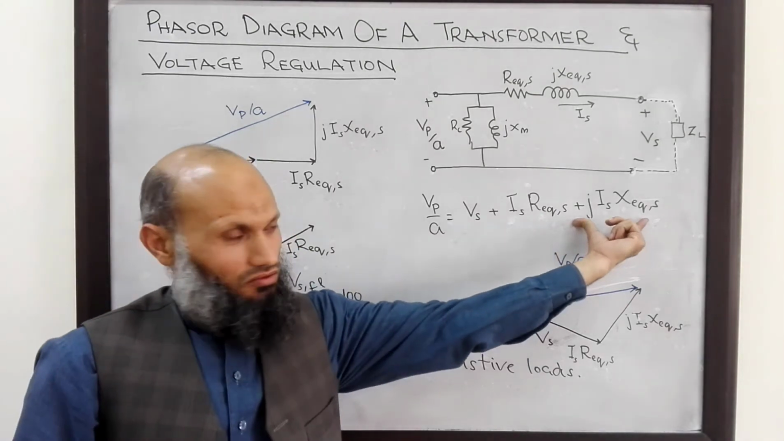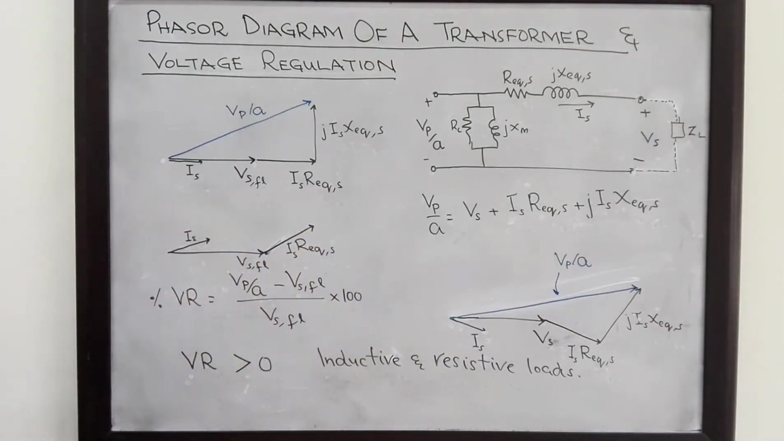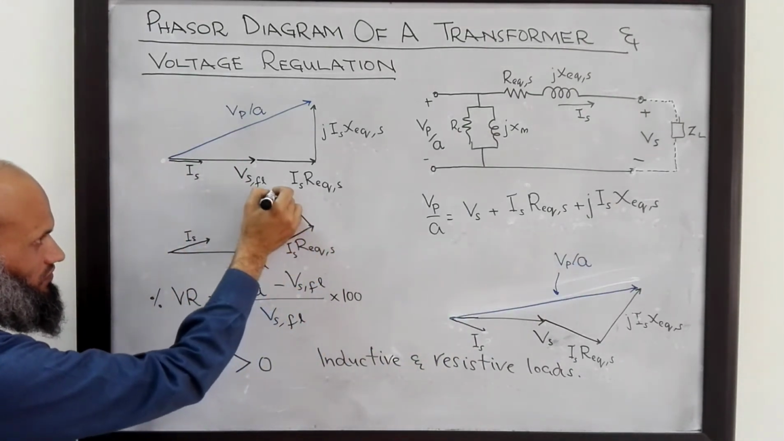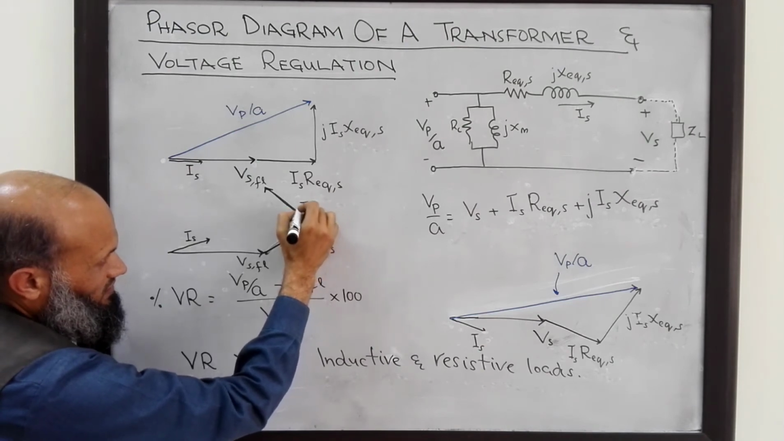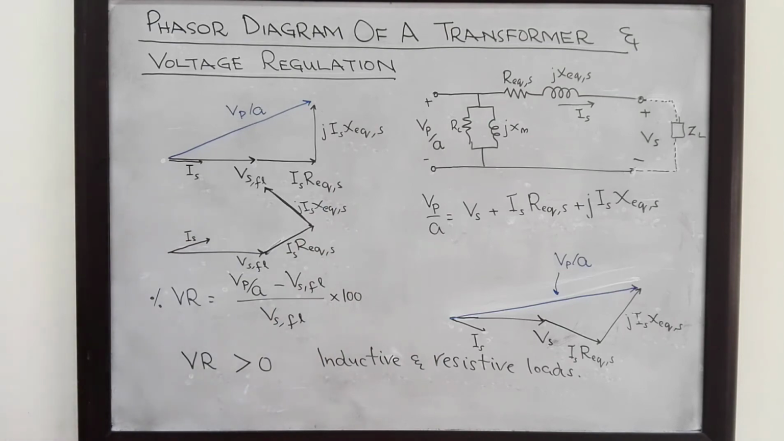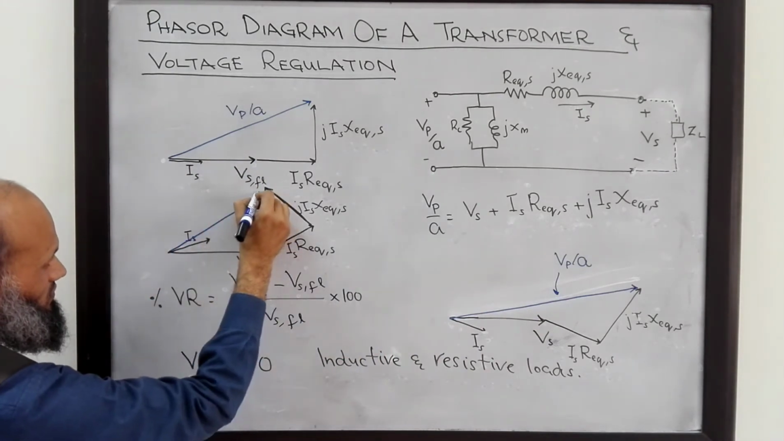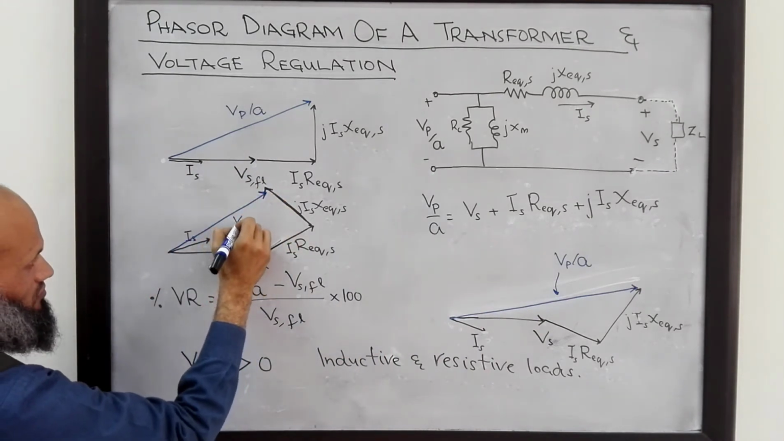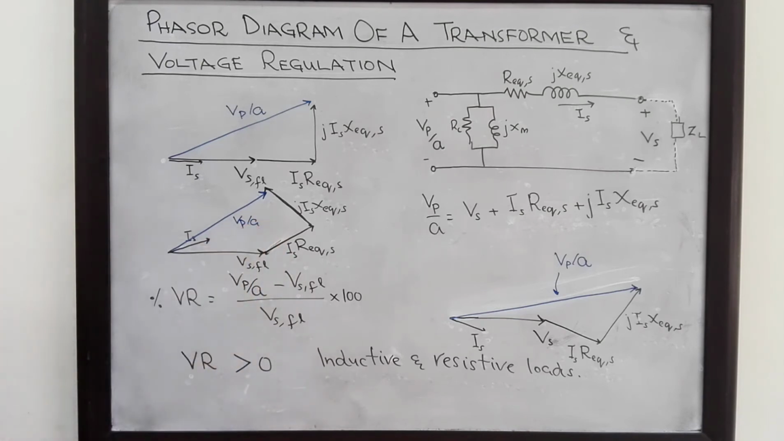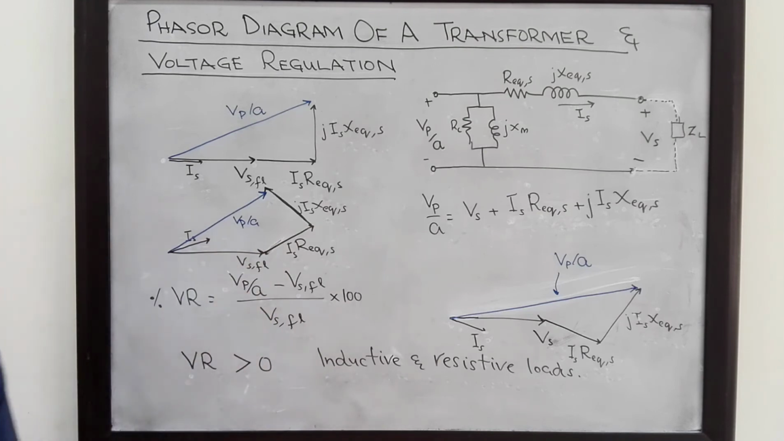What will be the phasor for this quantity? This will be at 90 degrees to this phasor. That is this one. Here is Is, j Is X equivalent referred to the secondary side. And the phasor sum of these three quantities, that is this one, will be equal to Vp over A.